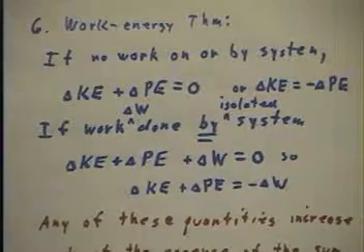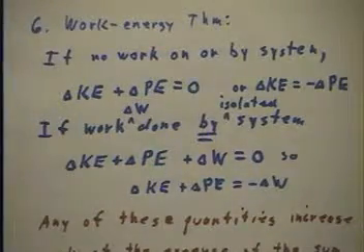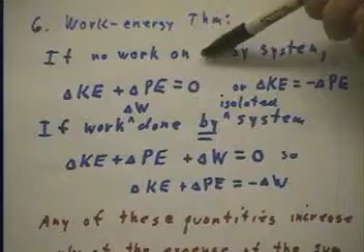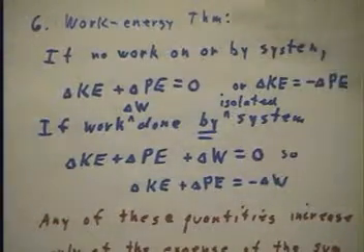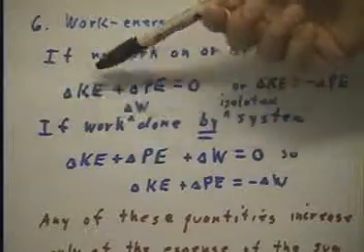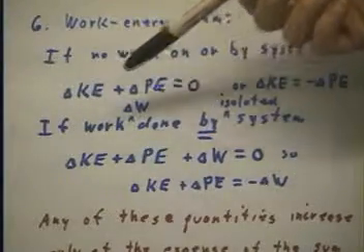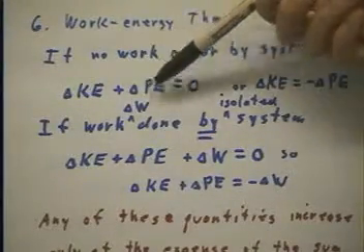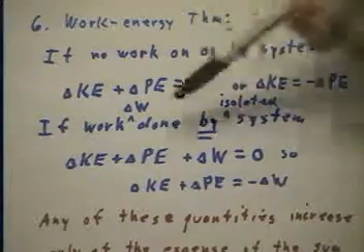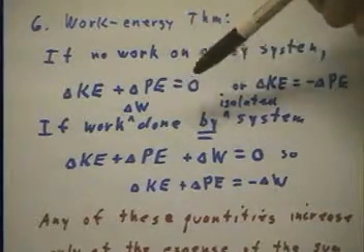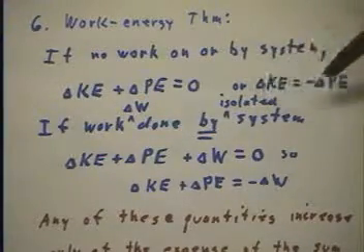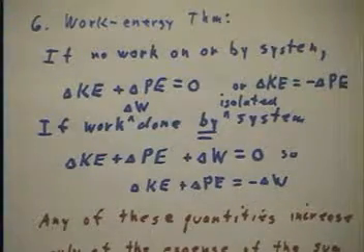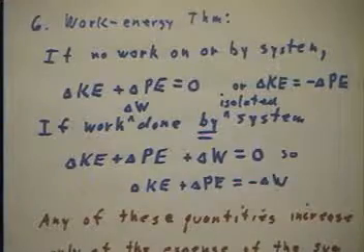The work-energy theorem says that if no work is done on or by a system, then for the system, the kinetic energy change and the potential energy change add up to 0. That is, the kinetic and potential energy total doesn't change. Of course, that means that the change in kinetic energy is equal to the negative of the potential energy change.